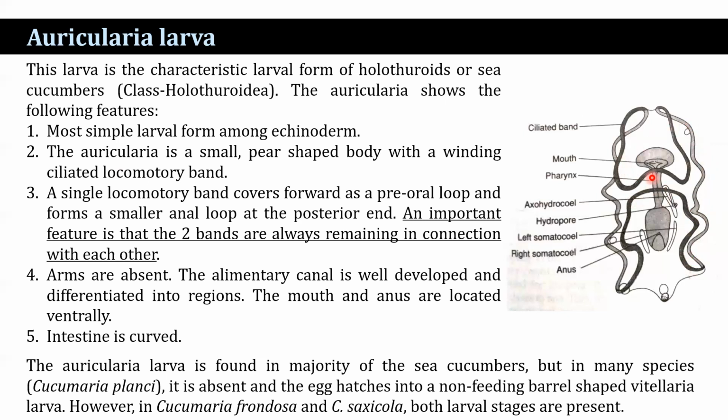The auricularia larva is found in the majority of sea cucumbers, but in many species, such as Cucumaria, it is absent, and the egg hatches into a non-feeding barrel-shaped vitellaria larva. However, in Cucumaria frondosa and Cucumaria saxicola, both larval stages are present. That means in Cucumaria frondosa and Cucumaria saxicola, auricularia larva and also vitellaria larva are present.